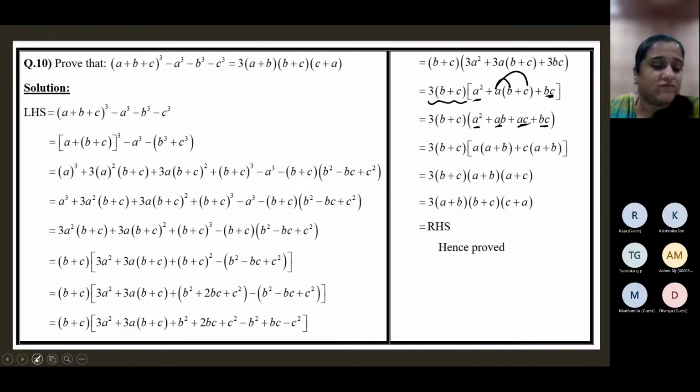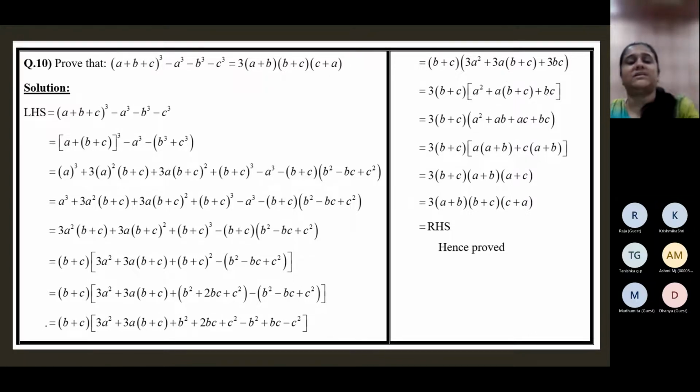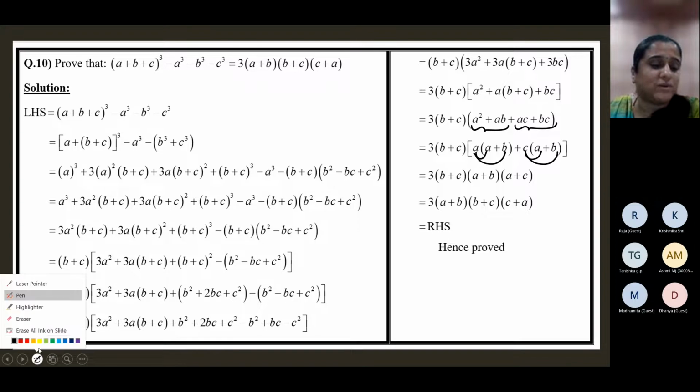Now we have 4 terms. We have learned in standard 8, when there are 4 terms, you can factorize by grouping. You can change the order also if needed. So here you can group the first 2 terms and the last 2 terms. In the first 2 terms, a is common: a into a is a square, a into b is ab. Then in the last 2 terms, c is common: c into a is ac, c into b is bc. So you can see we have a plus b inside the bracket.